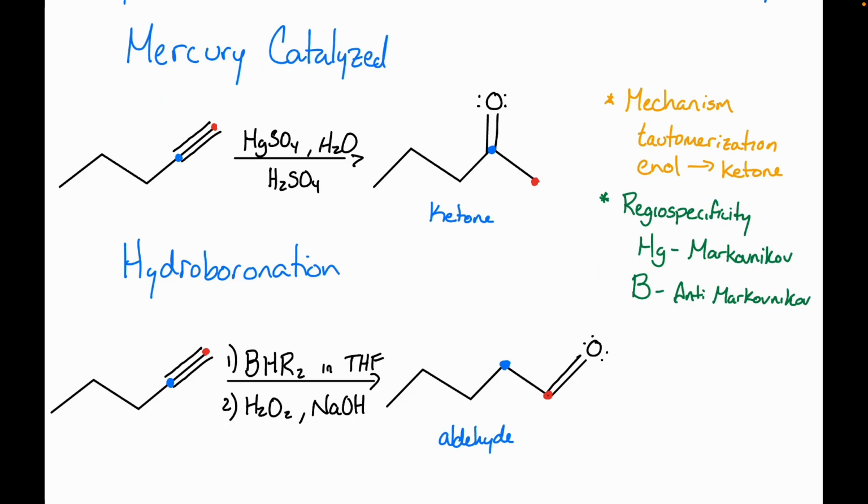And again, that's the same phenomenon we saw for alkenes. Our mercury catalyzed hydration reaction was Markovnikov, and our boron catalyzed hydration reaction was anti-Markovnikov. Okay, and then the nice thing about these carbonyl products, we don't have any stereoisomers to worry about. No stereospecificity.